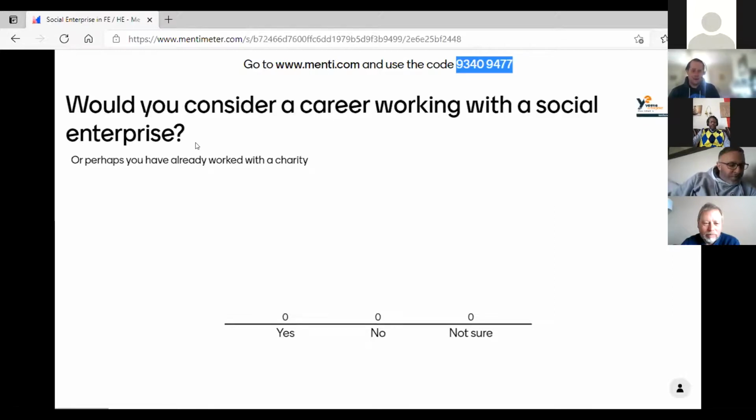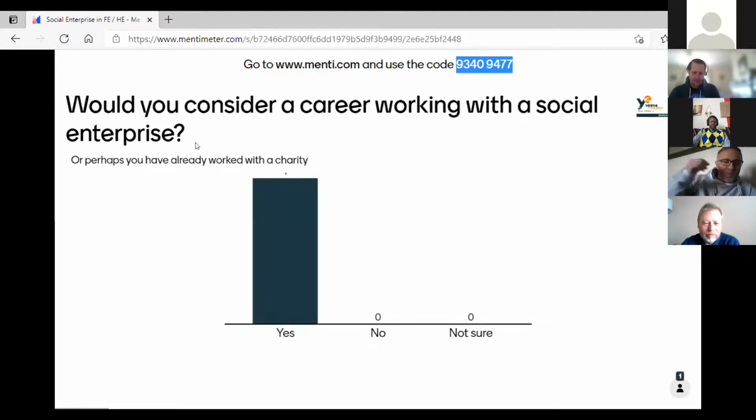All right, so the first question should come up on your phones just now. Would you consider a career working within a social enterprise? Some of you are quick off the mark. Some of you might already work for a social enterprise. If I recall, say 20 odd years ago when I graduated, social enterprise wasn't really something we were aware of. You'd heard of charities, of course, but social enterprise maybe not so much. Whereas nowadays, it seems to be a lot more apparent for young people and college and university graduates to be thinking about the opportunities that a career in social enterprise might present itself.